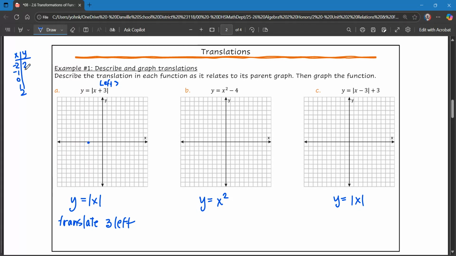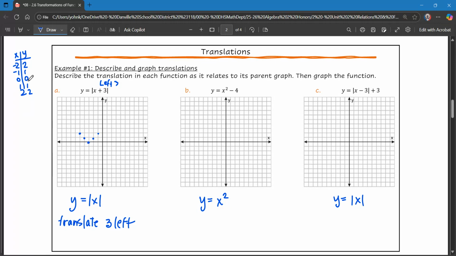looks like this. And so normally it's just right one, up one, right one, up one, right one. So you're going to put some more dots in here so that you can draw the graph.